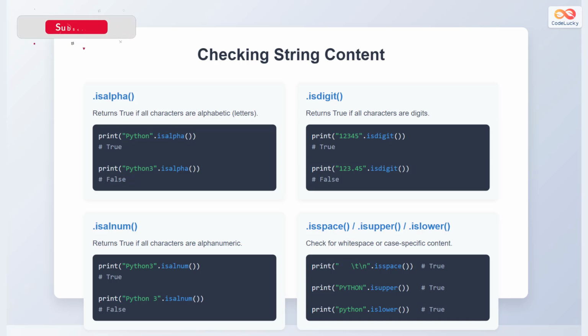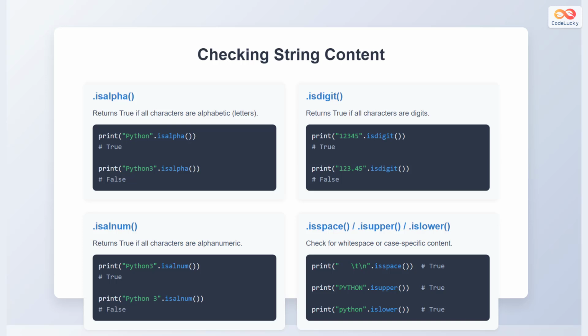Now let's explore methods for checking string content. The first method is .isalpha. This method returns true if all characters in the string are alphabetic letters. For example, "python".isalpha() returns true, while "python3".isalpha() returns false because it contains a digit. Next, we have the .isdigit method. This method returns true if all characters in the string are digits. For example, "12345".isdigit() returns true, while "123.45".isdigit() returns false because it contains a decimal point.